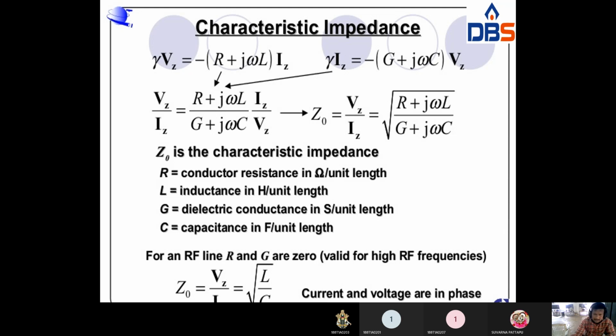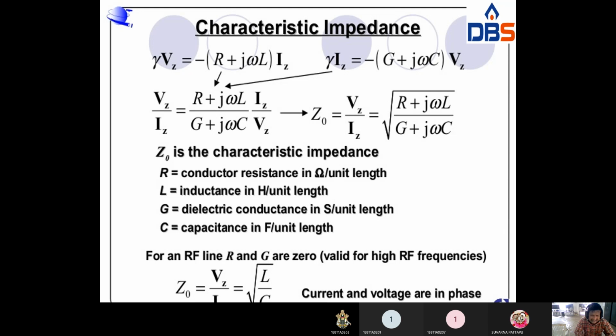Now, this is the value VZ and IZ. V by I is nothing but impedance. V is equal to R plus j omega L, and I is equal to G plus j omega C. Therefore, Z naught is equal to VZ by IZ. Taking the left side of the equation, VZ by IZ squared, that is, VZ by IZ is equal to square root of (R plus j omega L) by (G plus j omega C). That is the surge impedance: Z naught is equal to VZ by IZ is equal to square root of (R plus j omega L) by (G plus j omega C).